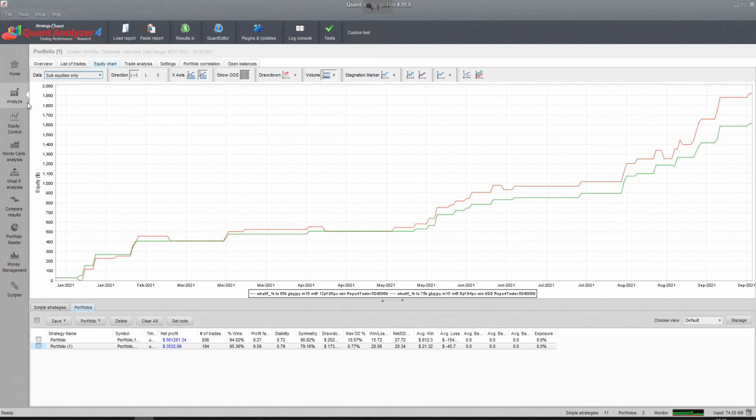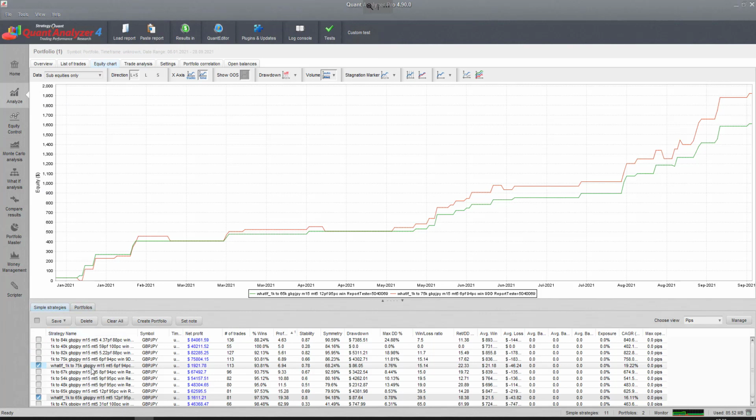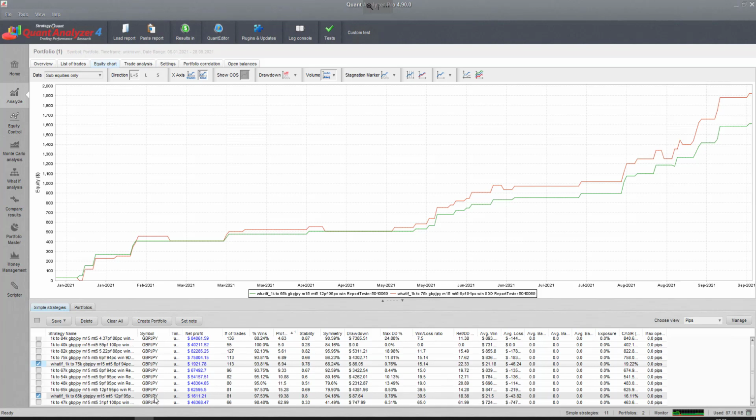Okay, so that's what we're going to do. Let's go back here. We're going to select the 1K to 75K and 1K to 65K in addition to the 62 profit factor one, so 1K to 47K. So these three we are going to use and test in our portfolio using 0.01 lot size on the Hamster Scalping MT5. So let's do that now.